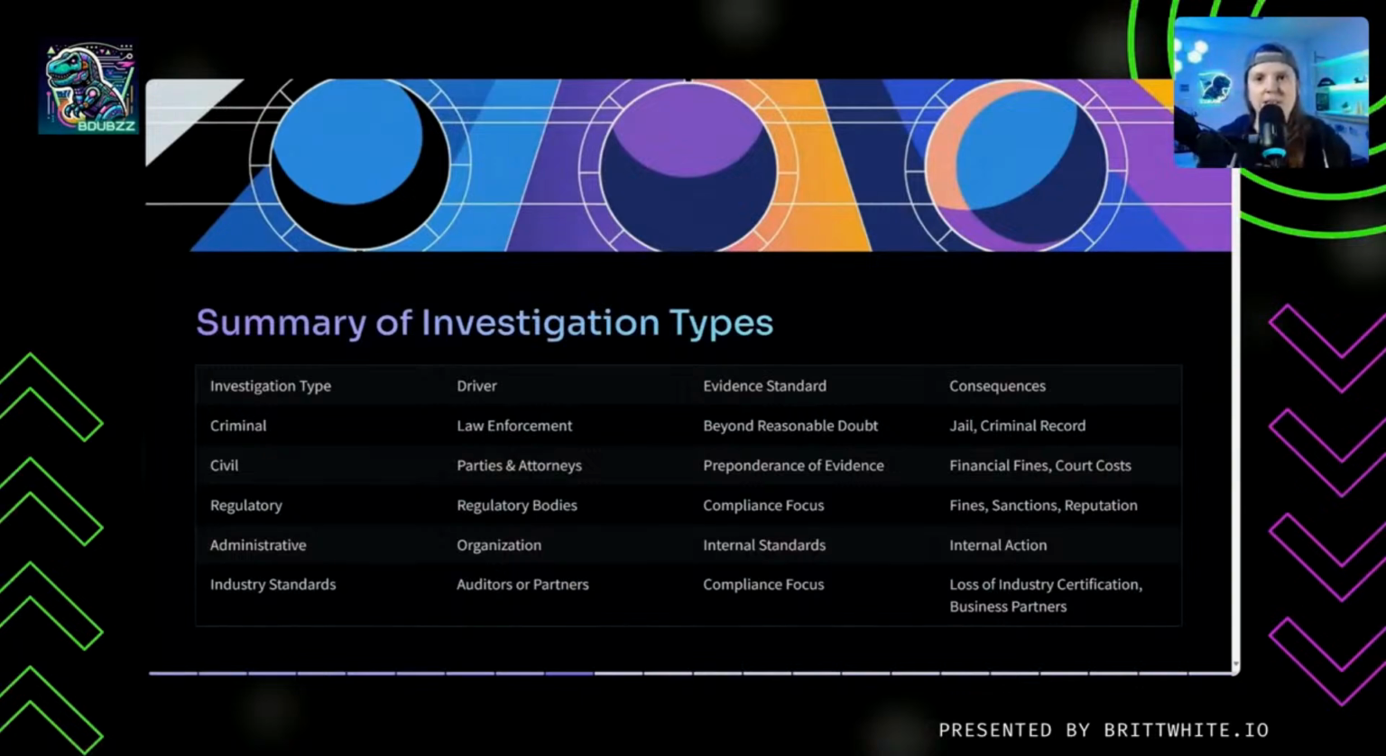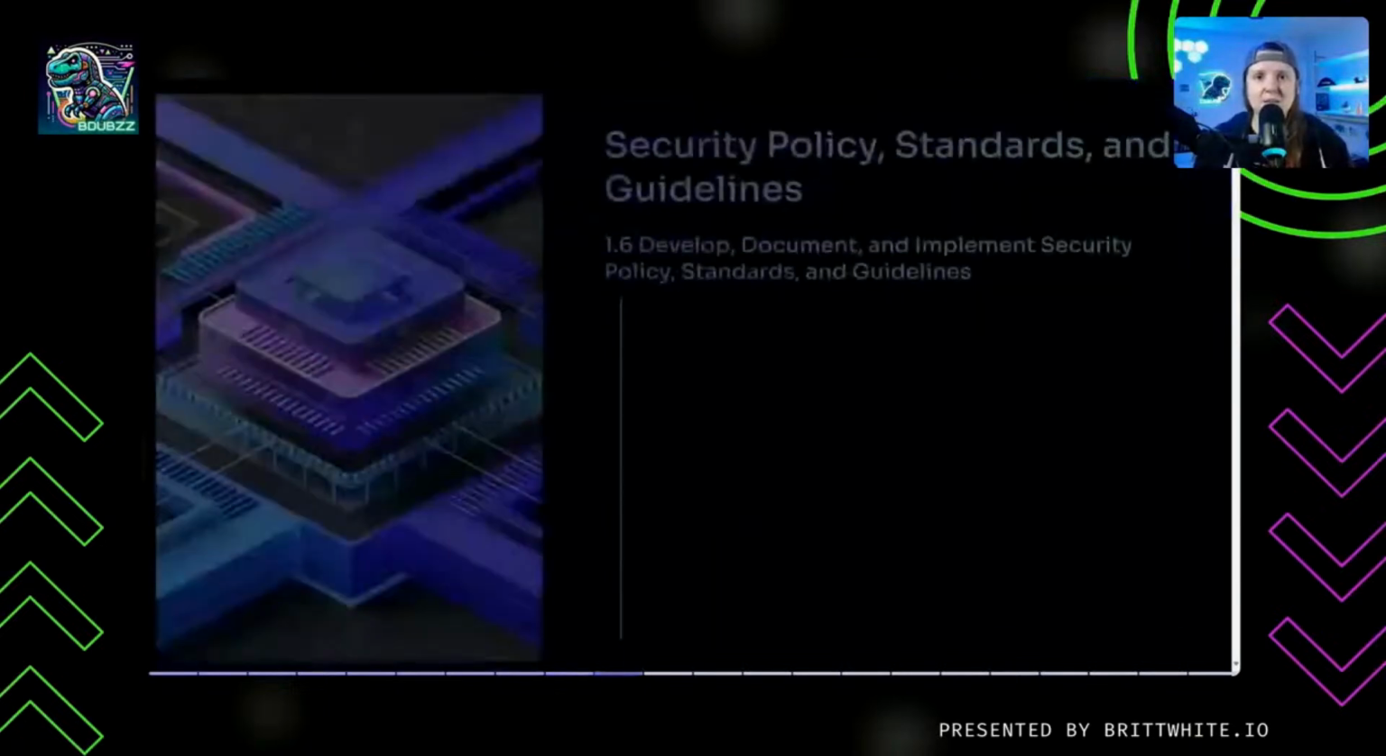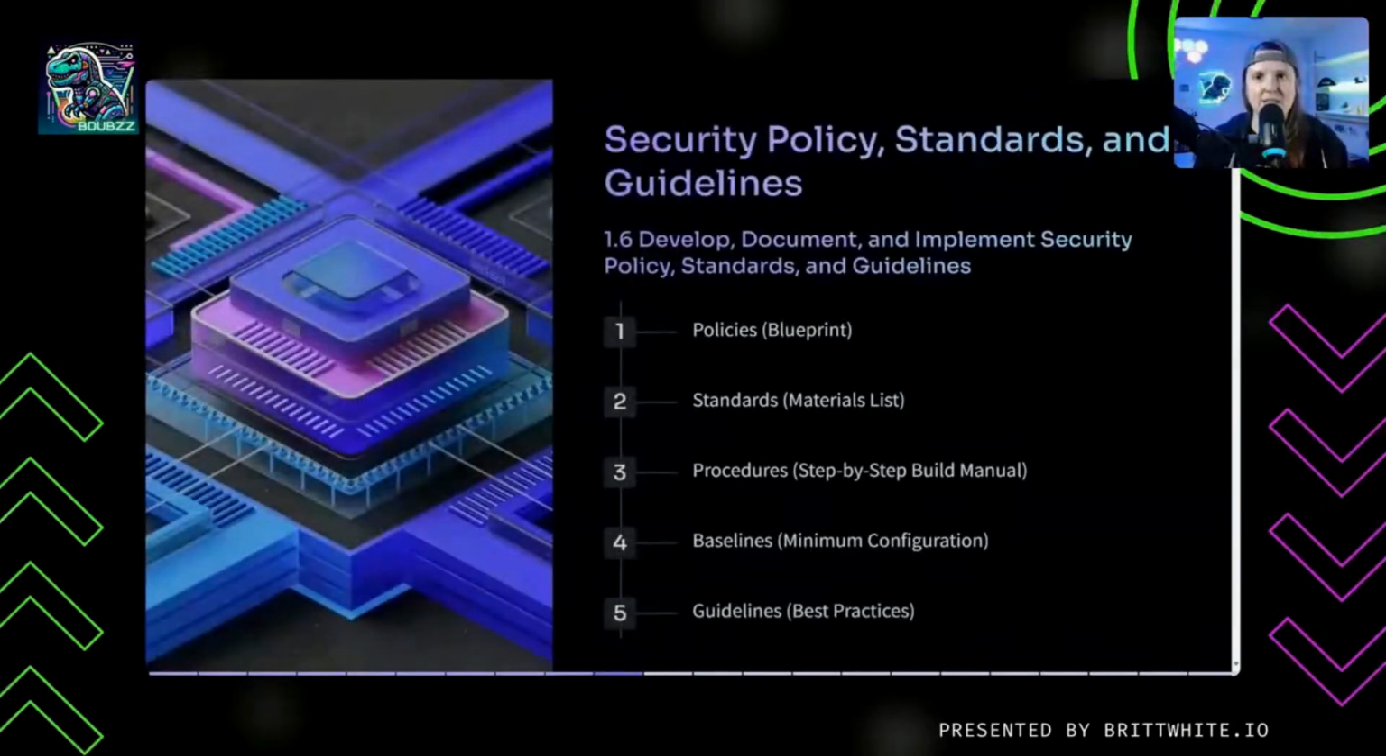Now, let's switch gears and talk about something equally vital to these investigations: security policy, and all the supporting documentation like standards, procedures, and guidelines. So this is Objective 1.6, develop, document, and implement security policy standards, procedures, and guidelines. This is blueprint time, building the framework for security brick by brick inside any organization.